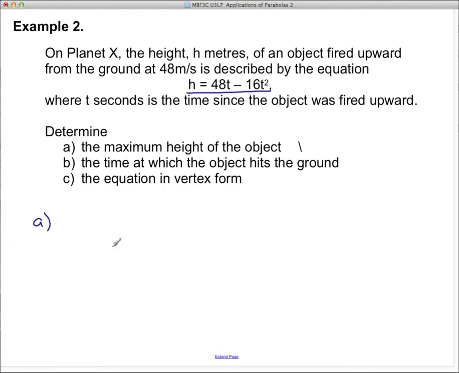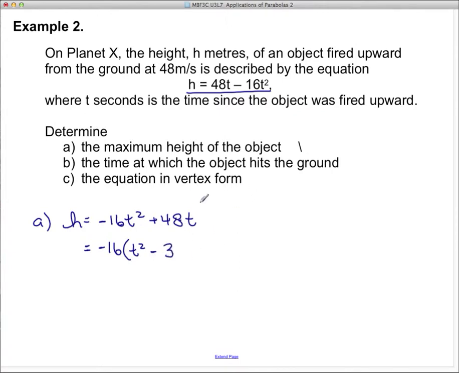So A, we're going to find the maximum height of the object. The first thing I'm going to do, well, let's actually switch this around. I'm going to put the -16t squared plus 48t out front. And the first thing I'm going to do is take out this -16. Remember when we were factoring, I said we want a 1 in front of t squared, and if it's not there, we have to divide. So I'm going to divide both by -16. So if I take out -16, I get t squared minus, and then 48 divided by 16 is 3.